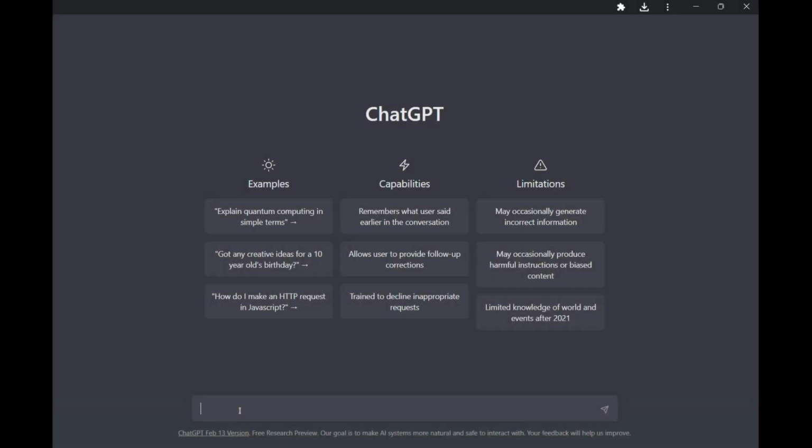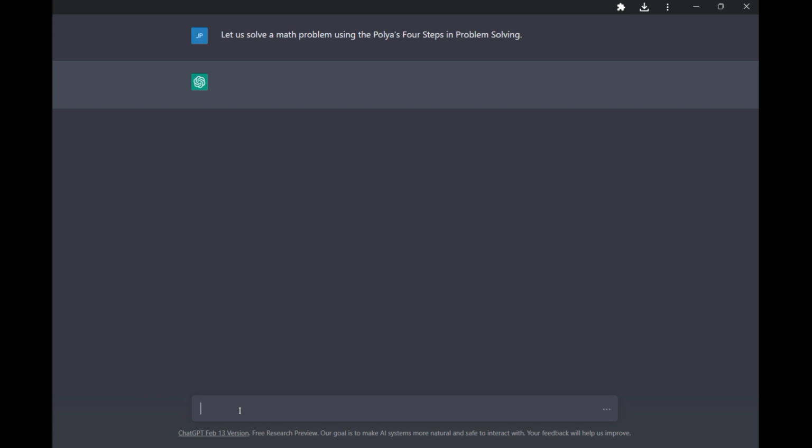I am not advertising the use of ChatGPT in solving your math problem. I still prefer you, my students, to use your cognition and metacognition in solving word problems. Let us solve a math problem using Polya's 4 steps in problem solving.